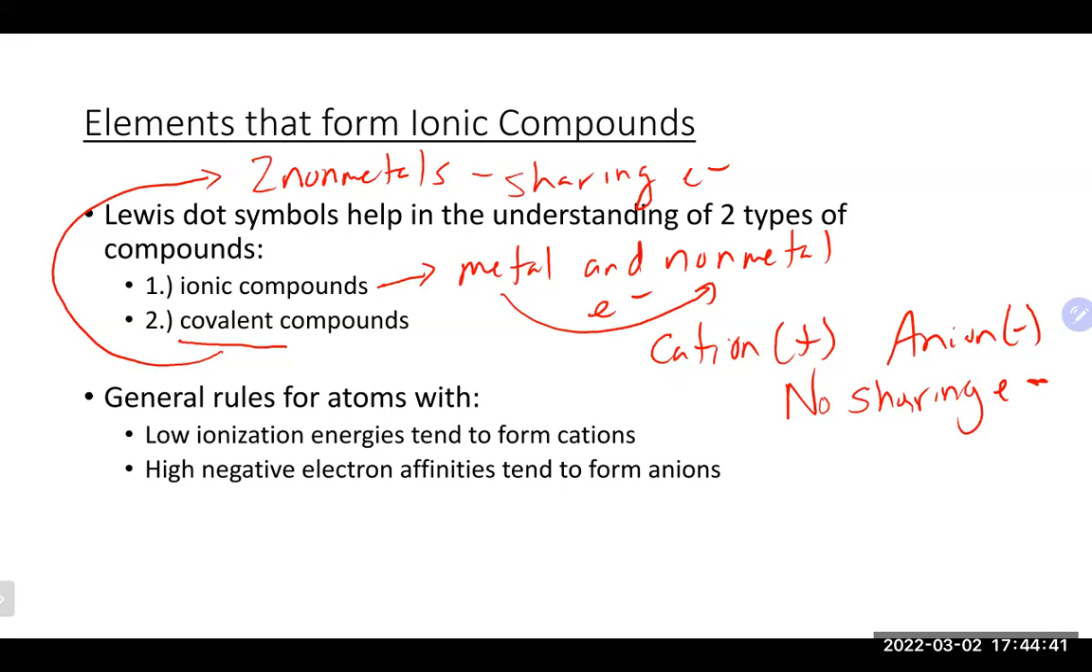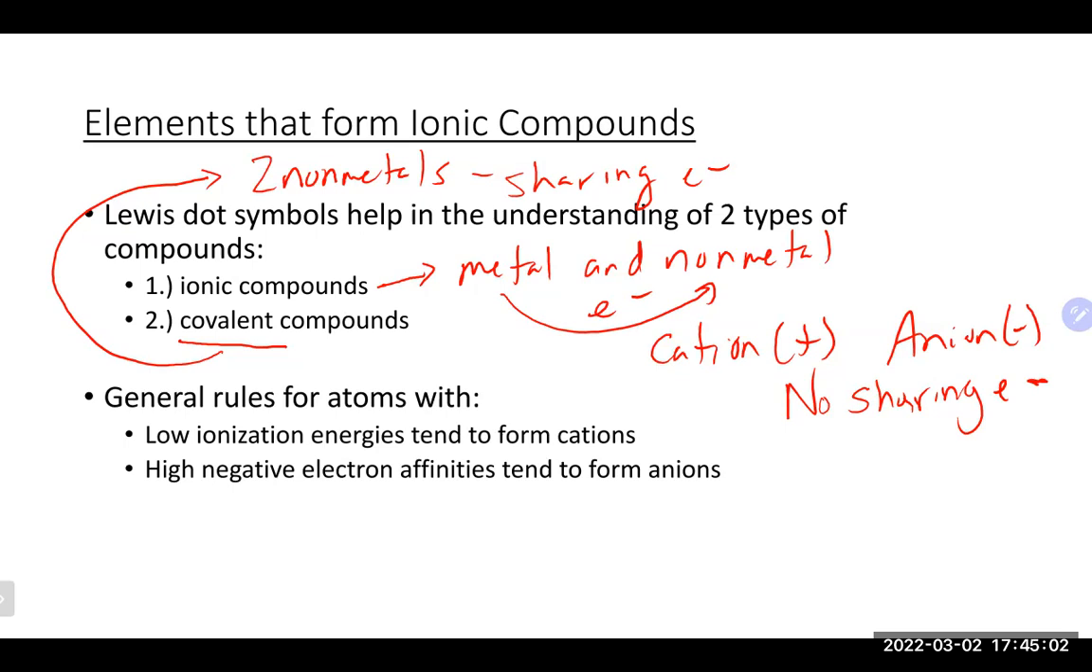Talking about some of those periodic trends that we talked about last time, things with very low ionization energy will tend to form cations. They're positively charged. Again, ionization energy is the energy required to remove an electron from an atom. So those with low ionization energy means it doesn't take a lot to convince them to give up their electrons.